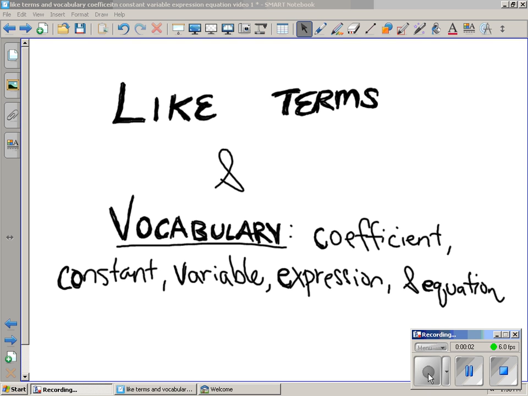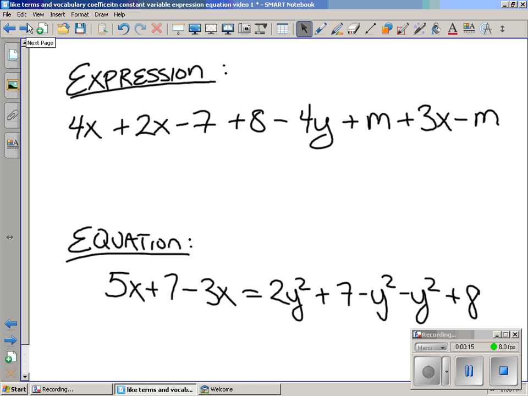The focus of this video is like terms. I'm also hoping along the way we'll pick up the vocabulary coefficient, constant, variable, expression, and equation. That's the vocabulary I want you to learn as well as we go through this video. First of all, we want to look at the difference between expression and equation.